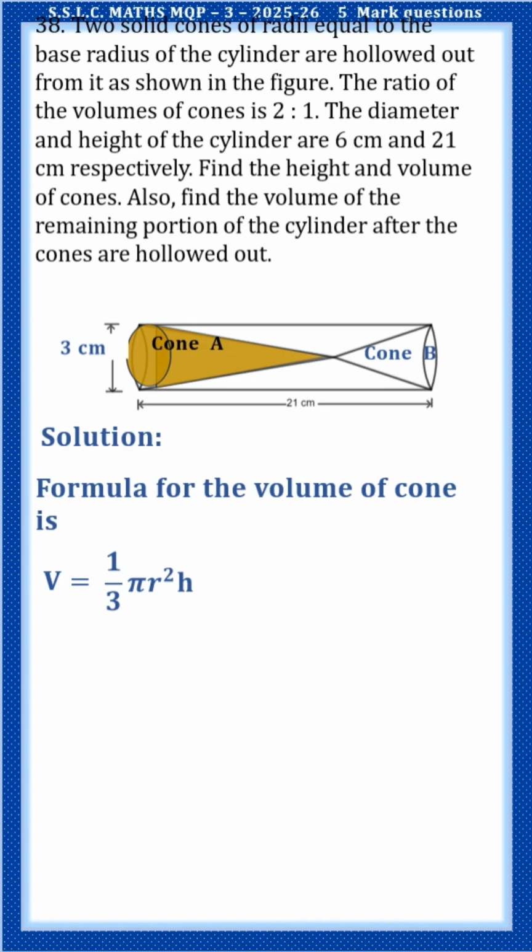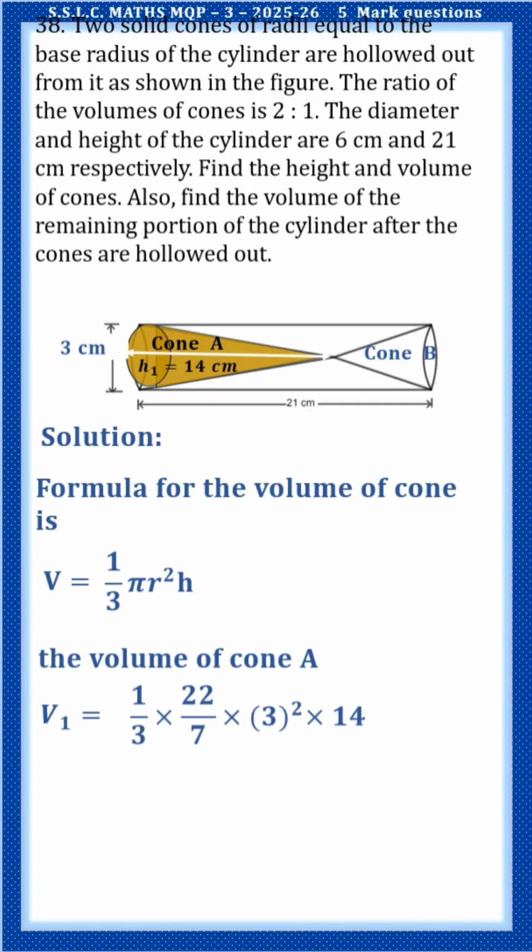height of the cone is h1, h1 is equal to 14 centimeter. So now let us substitute the values for it. Volume of the cone A is V1. V1 is equal to 1 by 3, pi is 22 by 7, into 3 square into 14. Here since 7 and 14 can get cancelled, we have put the value of pi as 22 by 7.